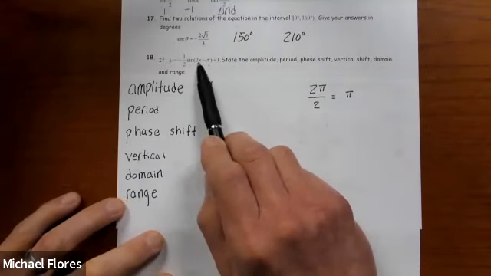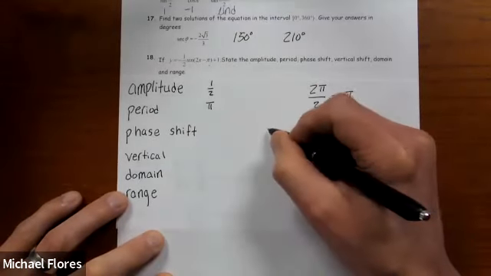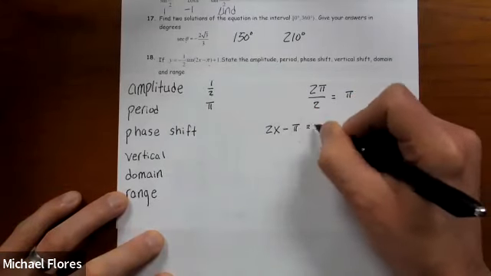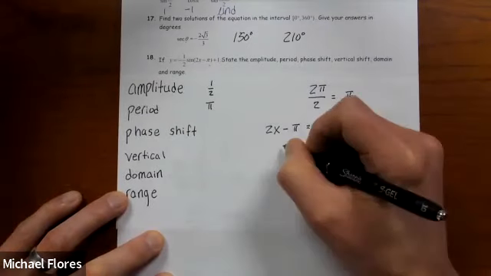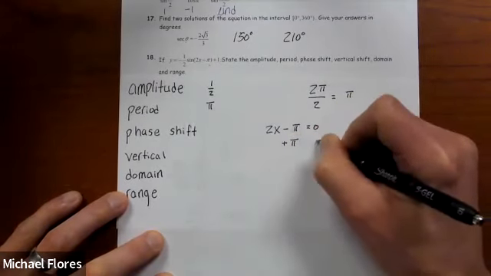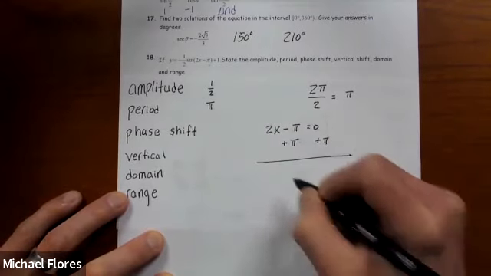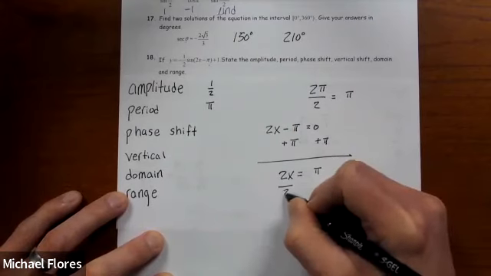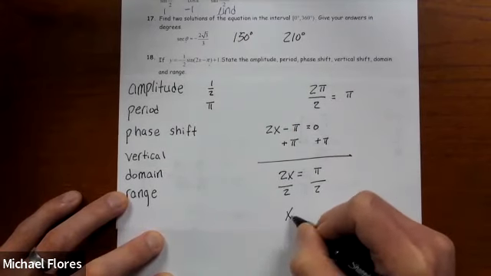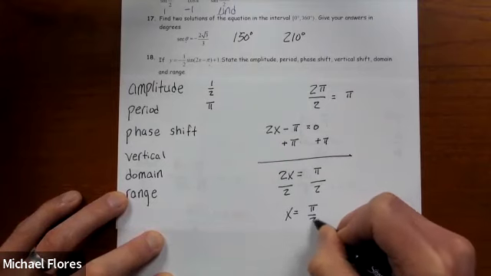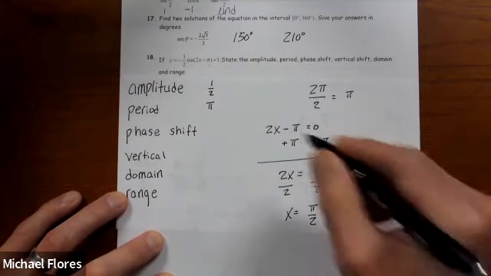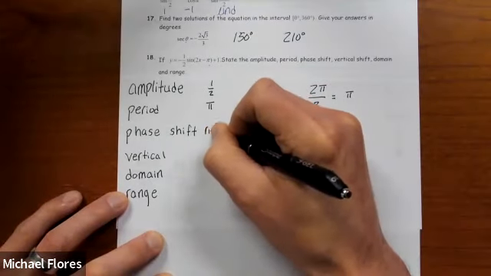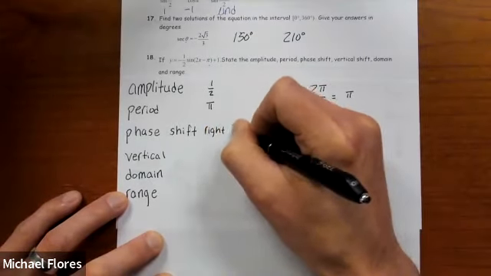But since we have a number in front of x, there's a little bit of math we have to do. 2x minus pi. Set that equal to 0, and now solve for x. So we actually have a phase shift, seeing how that's positive. That's a positive pi over 2, right, pi over 2 units.